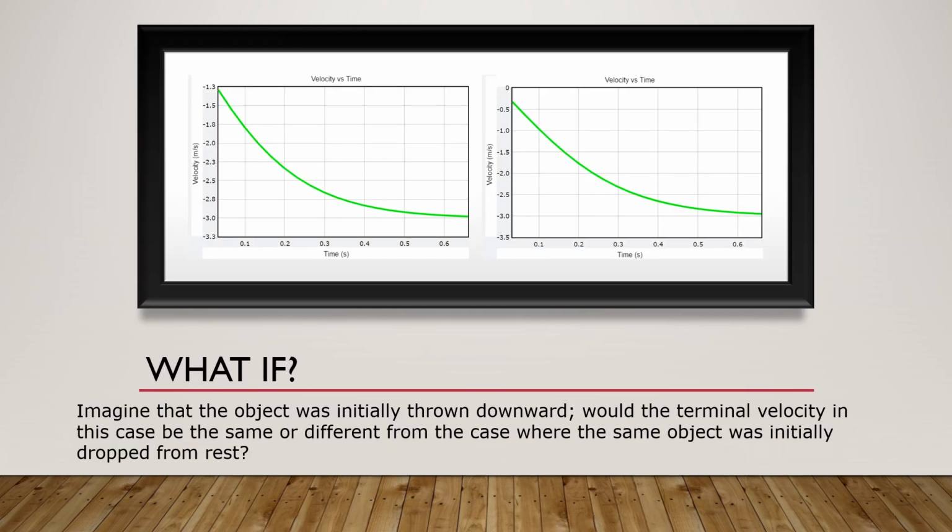For our what if question, if the object was initially thrown downward, would the terminal velocity be the same? In this case, it would be the same because in the left graph, I set the initial velocity for the y value to be -1, and it reached the terminal velocity at a sooner pace, but it still was the same value as in the right graph, in which the initial velocity was equal to 0.